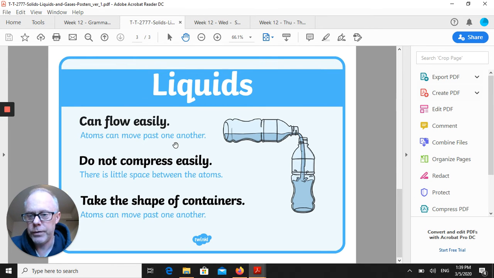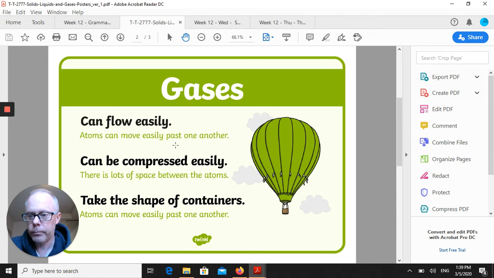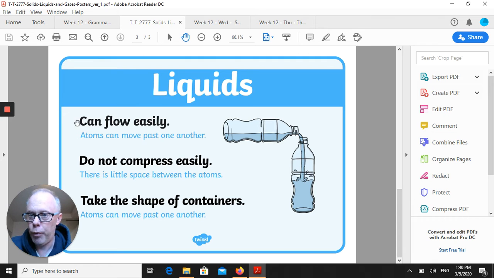So there's some characteristics that separate solids, gases, and liquids. And I'll put those three slides up on Seesaw so you can have a look at it in your own time. Which moves us on to the homework.